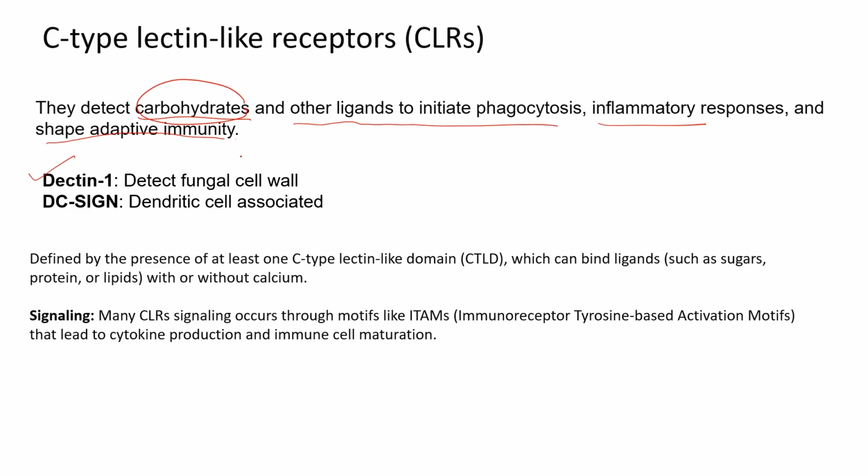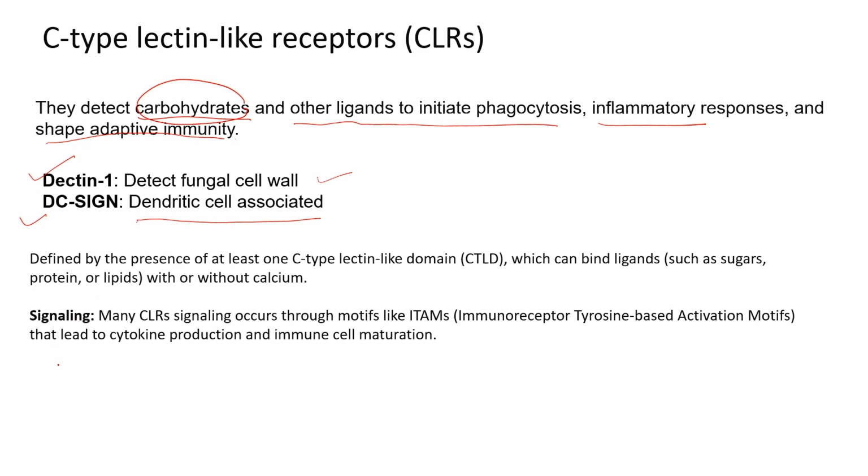One is called DECTIN-1, which can detect fungal cell wall antigens, and the other is DC-SIGN, which is a sensor present on dendritic cells, and it can detect dendritic cell associated structures which can be processed through the dendritic cell. So these are the sensors which are dendritic cell associated.